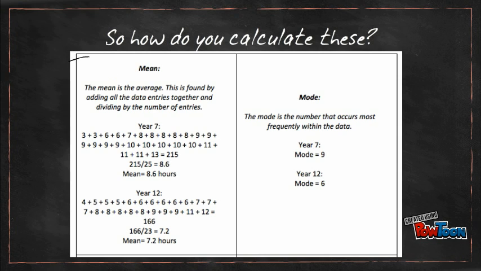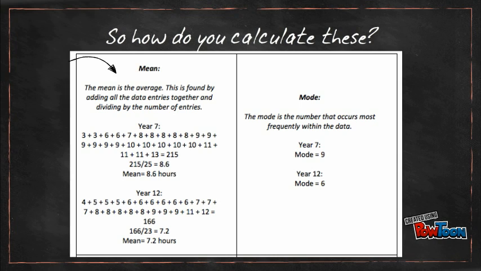So in this investigation, I've added all the Year 7 students' answers to the question, how many hours of sleep do you usually get on a school night? Which added up to 215. I then divided that by the total number of answers, or data entries, which was 25. This gave me the mean of 8.6 hours for the Year 7 students. I completed the same process for Year 12 students and got the answer of 7.2 hours.